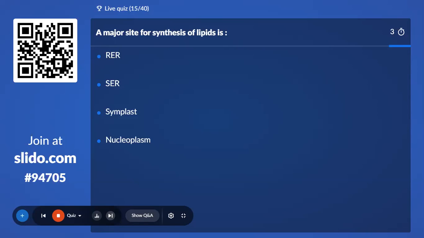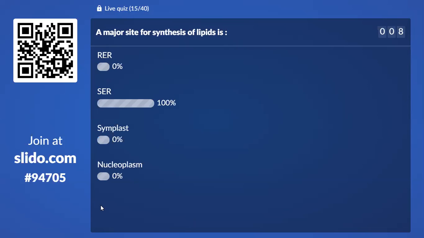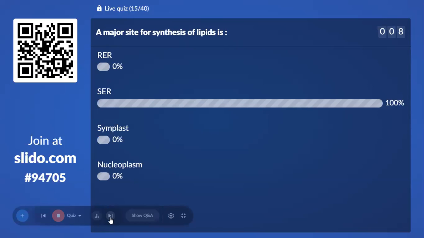Majority vote for this question in 3 seconds, and on the screen you have, yes, good, 100% with smooth endoplasmic reticulum. Unity. This is how my students should behave in all the questions. 100% answered the same, smooth endoplasmic reticulum. You have the third leaderboard after the 15th question.